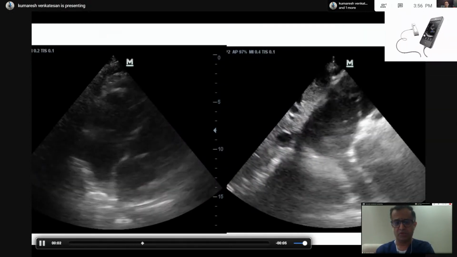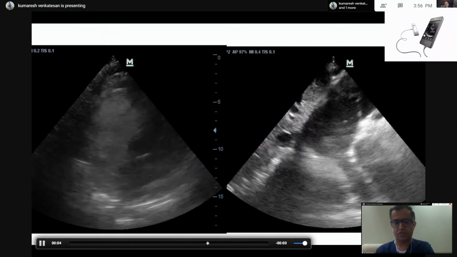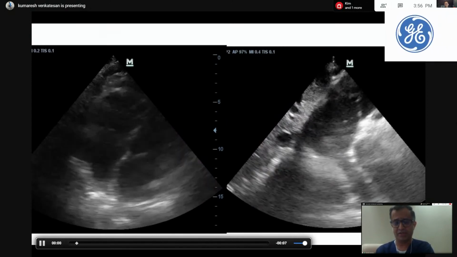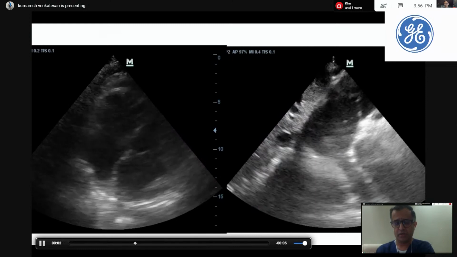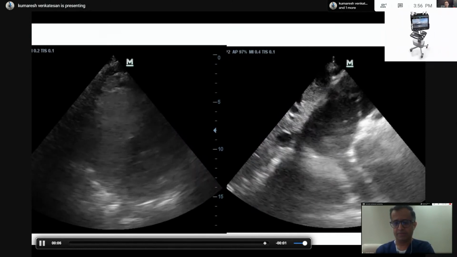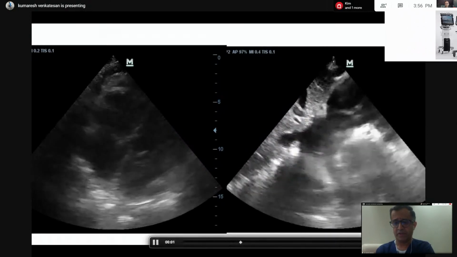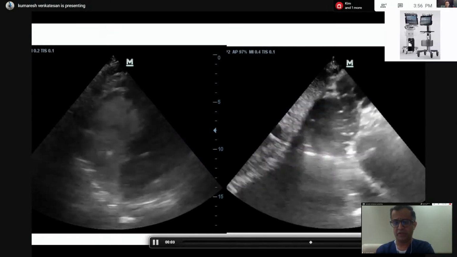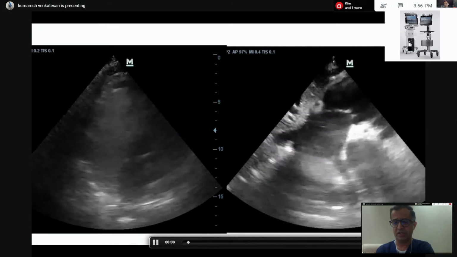That's another example of confirming the presence. You can see that actually the tip of the catheter is in the right atrium, and when you inject agitated saline, you see that appearing in the right atrium. Again, another example to confirm the presence of the catheter in the SVC.